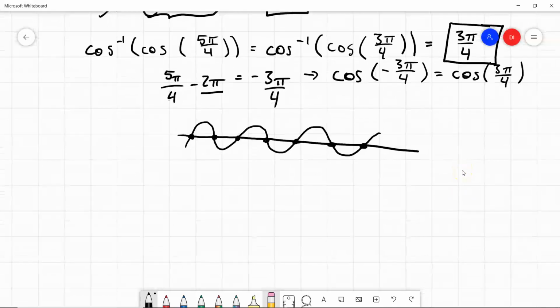So, where was I? What happens when we have things that, instead of just not being in the domain, we don't have the same function? So something like sine inverse of cosine of 3 pi over 15. 3 pi over 15 is in the domain of cosine, so that's not the issue. The issue is that we have sine inverse and cosine together. So what do we do?